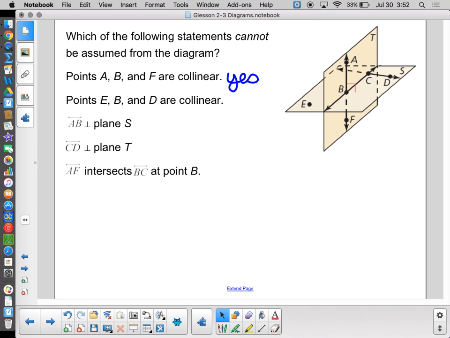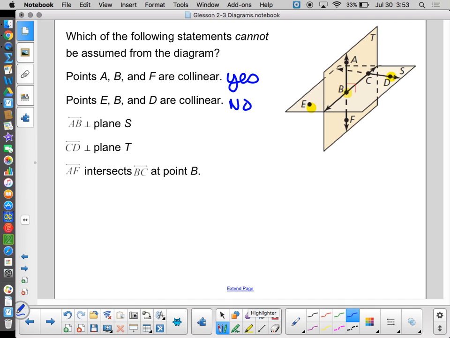E, B, and D are collinear. Well, let's locate them. E, B, and D. Well, it kind of looks like maybe I could get all three of those points in the same line. But since they aren't actually drawn on the same line, I cannot assume they are collinear. So that's a no. Cannot assume that.